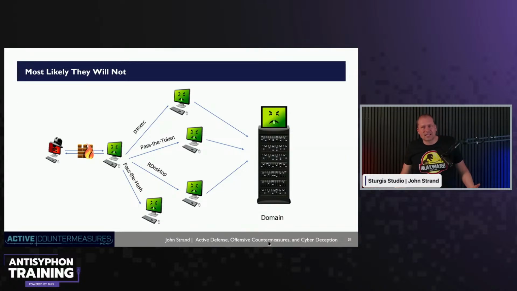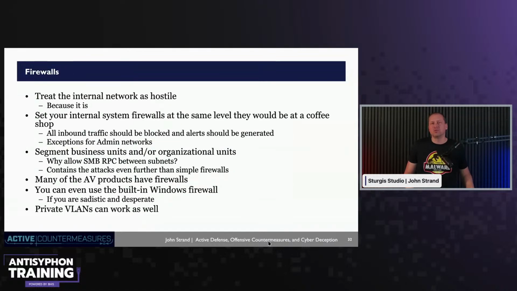I'm not using an exploit to pivot. PsExec is built into Windows. Pass the token is built into Active Directory. RDP is built into tons of systems. Pass the hash has been part of Windows since 1997. So we can shut that down. We can kill that lateral movement.